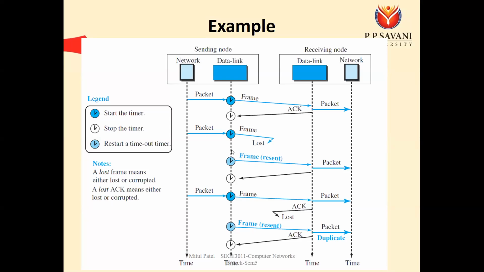Since the acknowledgement does not come, what will the sender assume? The sender will assume that the frame is lost or corrupted. If the frame is lost or corrupted, what does the sender have to do? It has to retransmit that frame again.